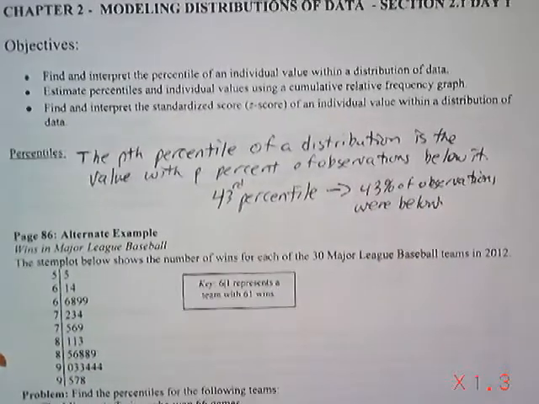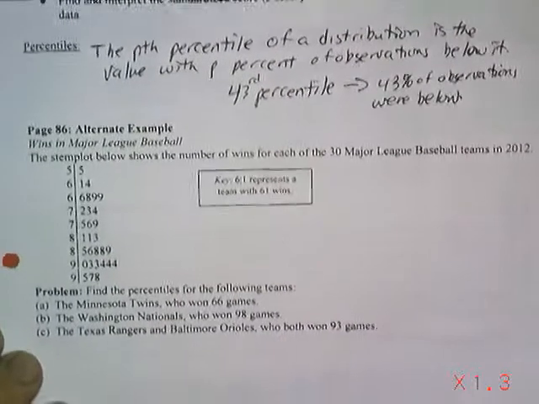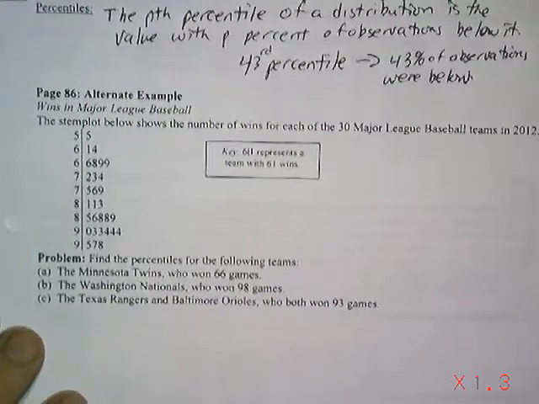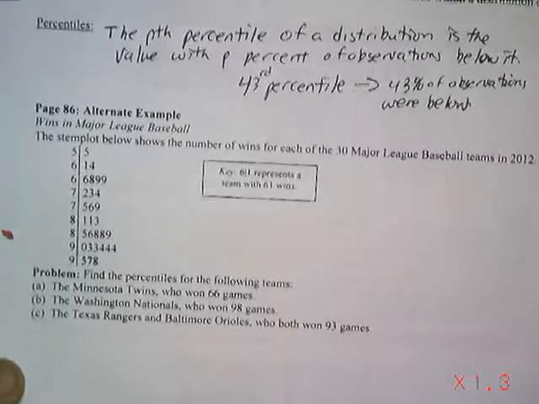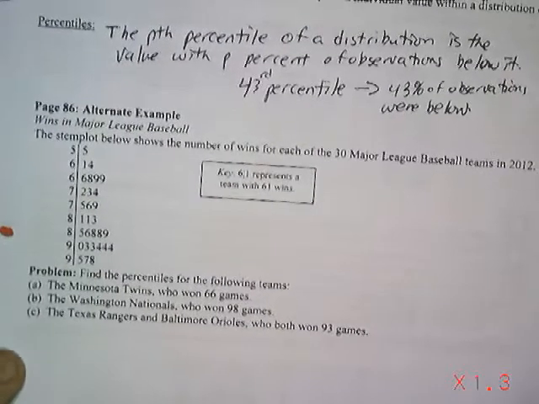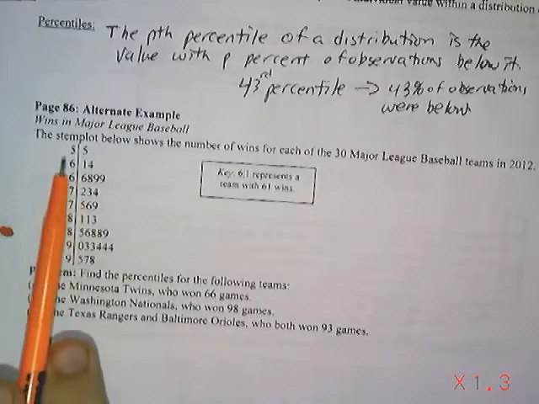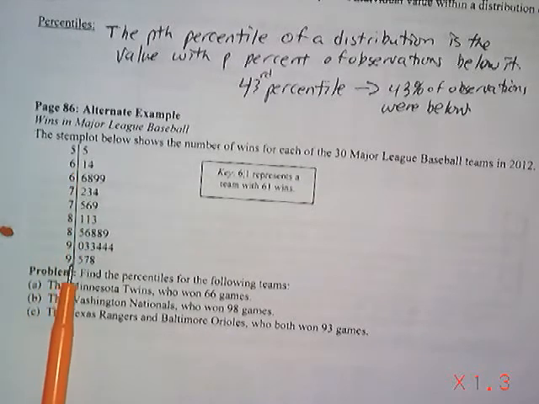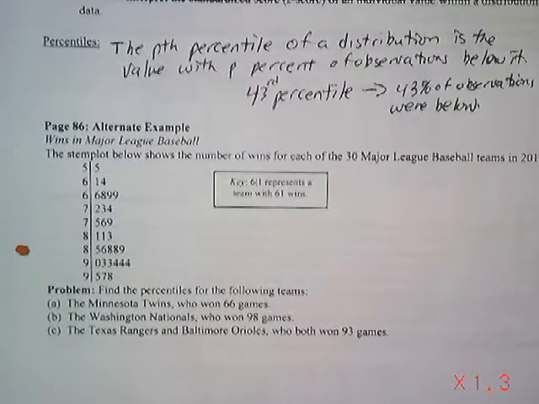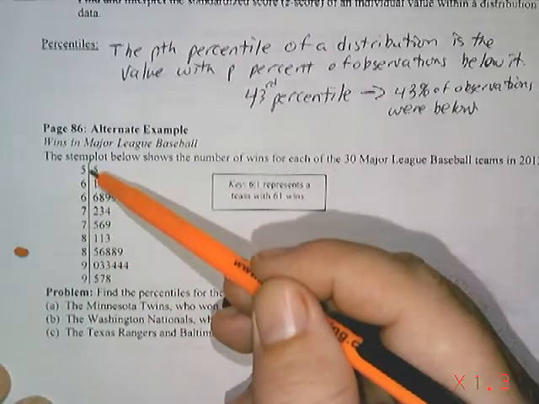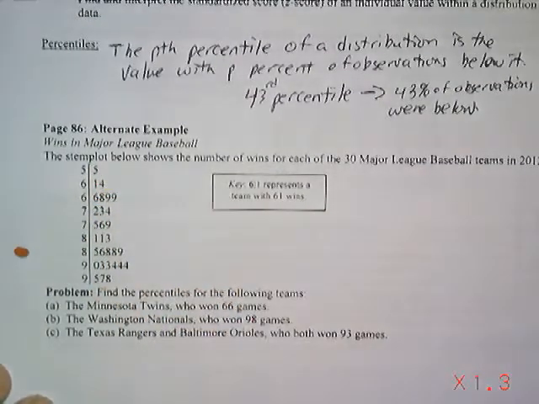Now it says find the percentile for the following teams: the Minnesota Twins, who won 66 games. Well, 66 games, that would be right here. There are 1, 2, 3 teams below them. So 3 out of the 30 teams were below them. As a decimal, that is 0.1, or the 10th percentile. 10% of teams were below the Minnesota Twins.